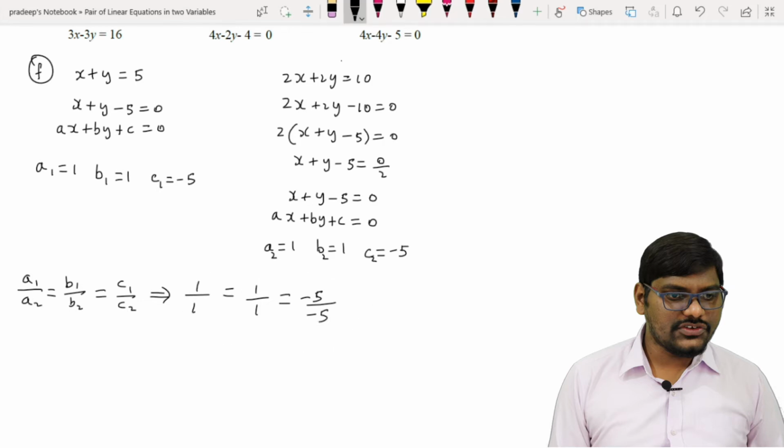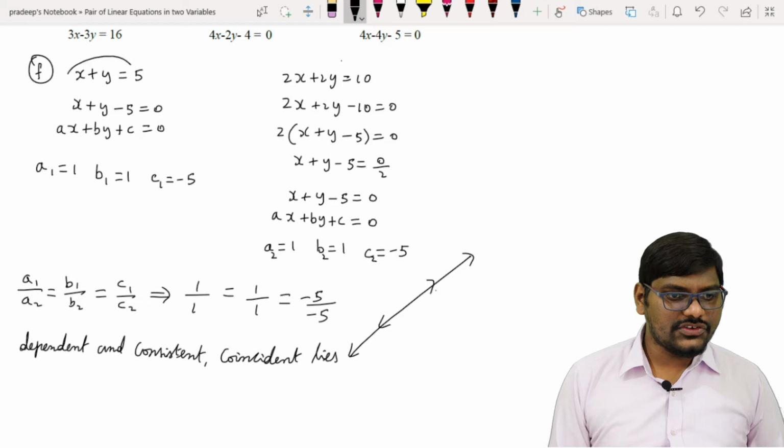If everything is the same, what will we write these sort of equations as? They are dependent and also consistent, and we'll also call them coincident lines. So how does a coincident line look like? If this is one line, the second line will be on the first line. Suppose the first equation is x plus y equal to 5, and the second equation is 2x plus 2y equal to 10.